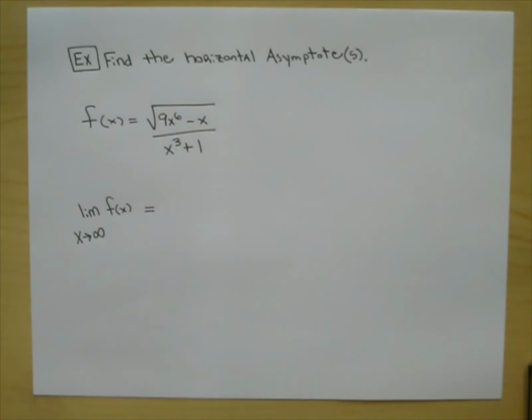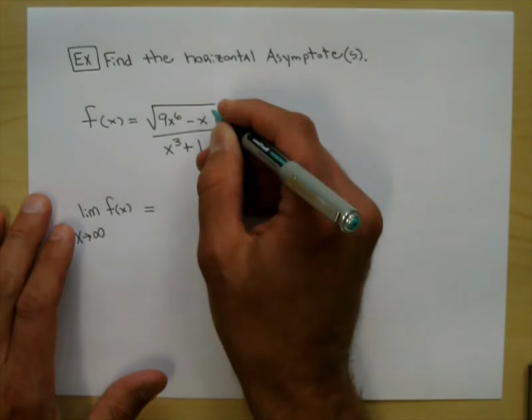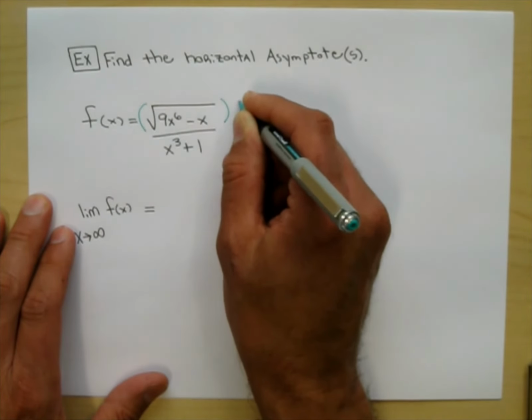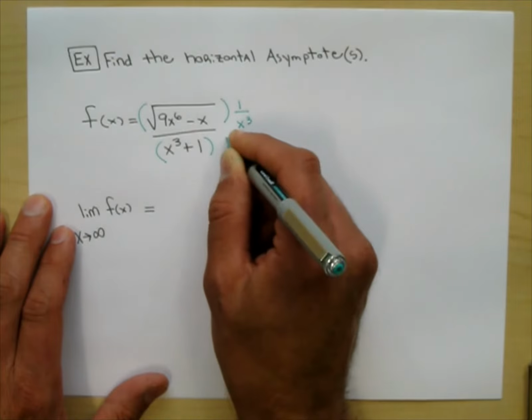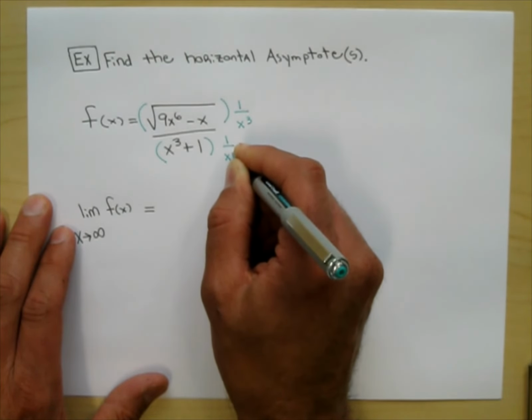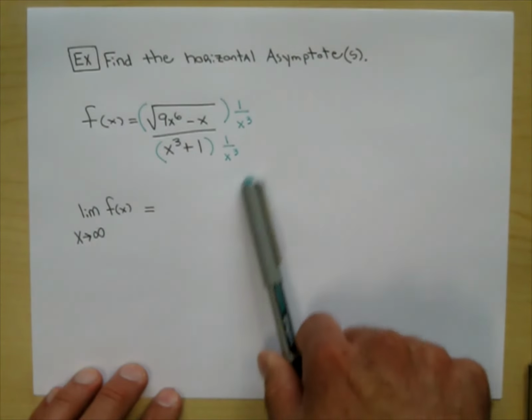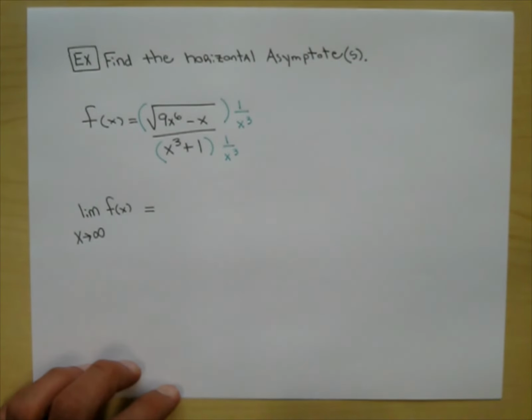I'm going to see what color I was using when I did that. Was it green? It was green. So I'm going to multiply the top by 1 over x cubed, and I'm going to multiply the bottom by 1 over x cubed. And we're going to see what we get. I kind of wrote it right there. That's all right. So look what I get.